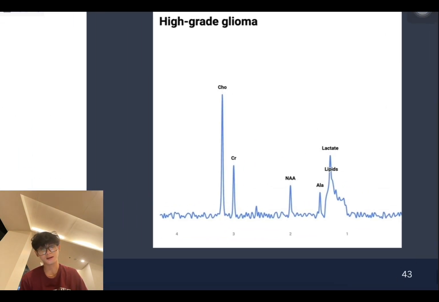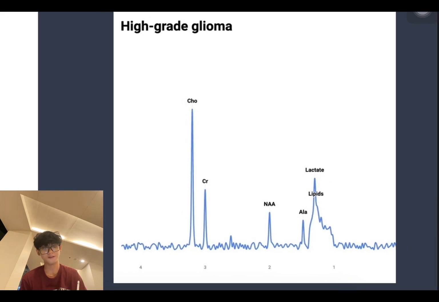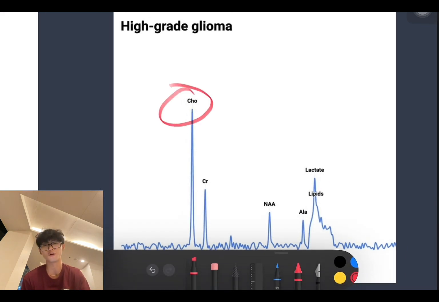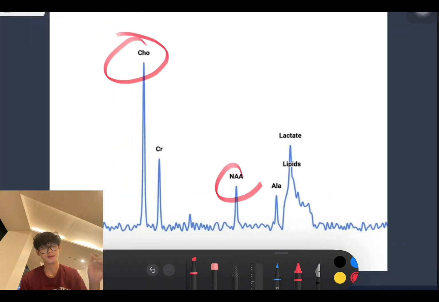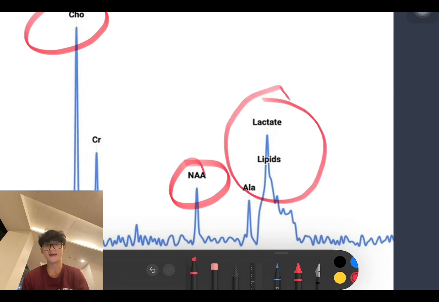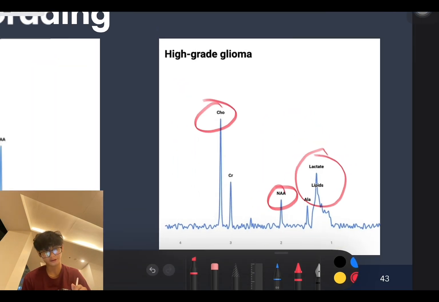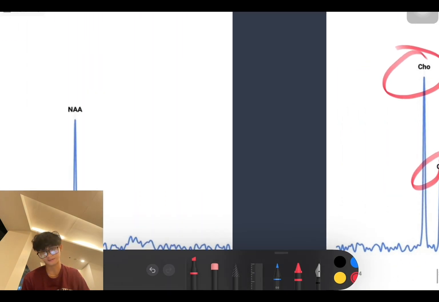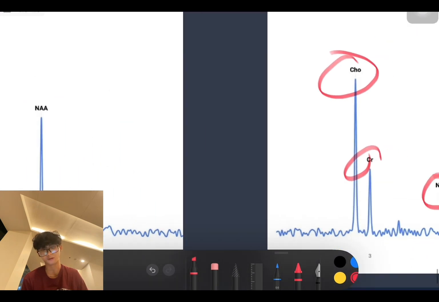For high grade glioma, as you can see from the graph, there is an elevated choline, which means there is a high cell turnover, so the formation of a tumor is possible, and a slightly reduced NAA, which means there is neuronal destruction because of the transformation of normal cells into the tumor. Aside from the choline and NAA, we also have a slight increase of lactate and lipids, and creatine, a marker of metabolic energy, is slightly reduced or stable.